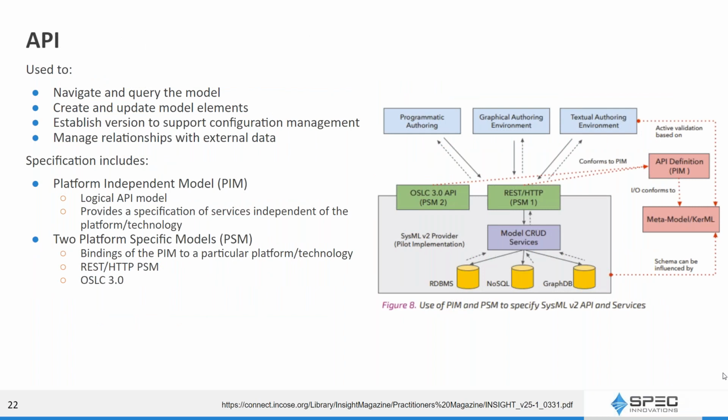So one of the key things that they were supposed to create with the second RFP was API and services. The API that they've defined is used to navigate and query the model, to create and update model elements, to establish version control to support configuration management, and to manage relationships with external data. So the specification includes the platform independent model, the PIM, which is the logical API model and provides a specification of services independent of platform and technology.